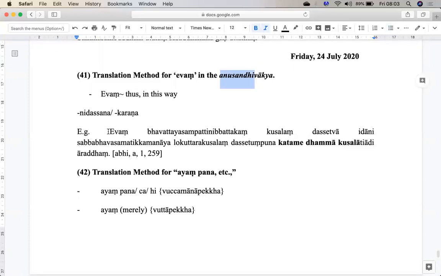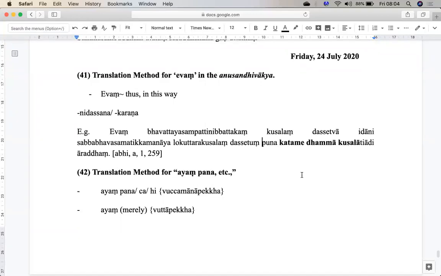So here in the example: Evaṃ bhavodaya sampādinebakan kusalaṃ dassetvā, idāni sabbabhava samatikkamanāya lokuttaraṃ kusalaṃ dassetuṃ puna kataman dhammā kusalā ti ādi ārādhi. This is a kind of introductory sentence. In Pāli, when the commentator starts, the former sentence or former paragraphs express this or that, and after that, this later sentence will show this idea in this way.